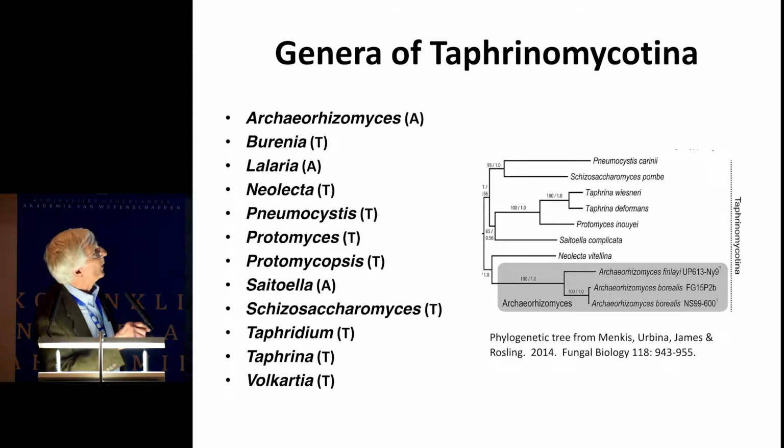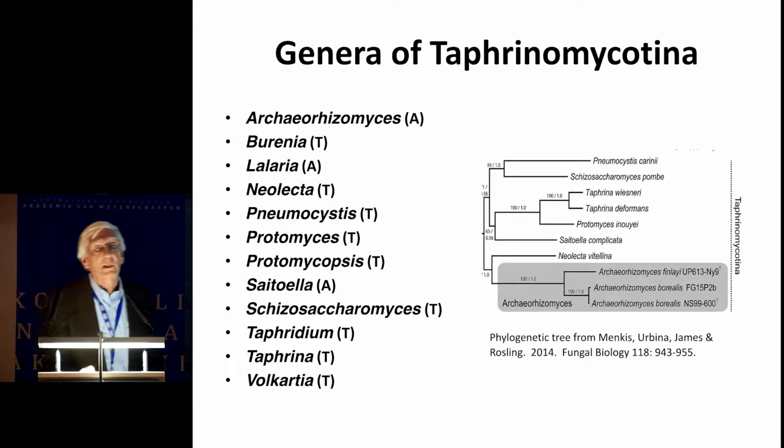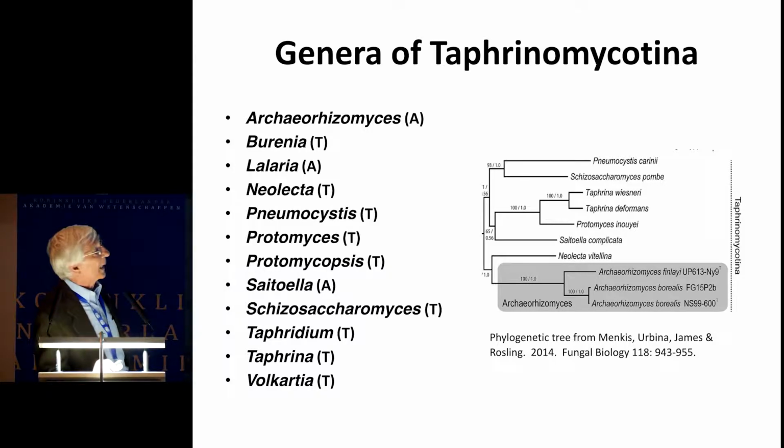Now, the Taphrinomycotina is a very interesting group. As you know, it's probably the basalmost lineage in the Ascomycota, and yet there are less than 200 described species. I think from the earlier slide we saw, as of 2008, there were 153.